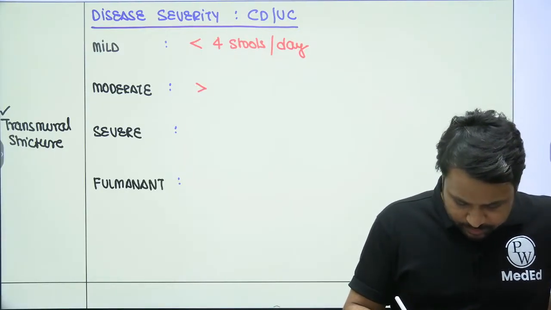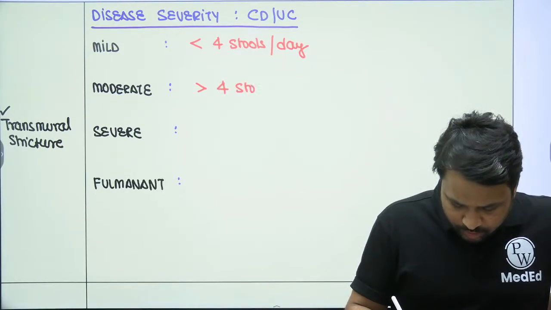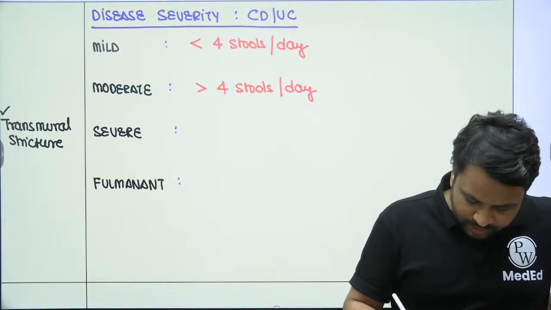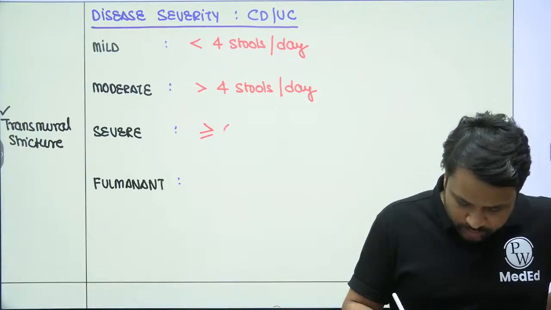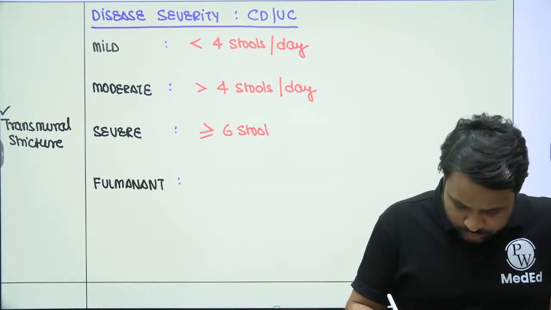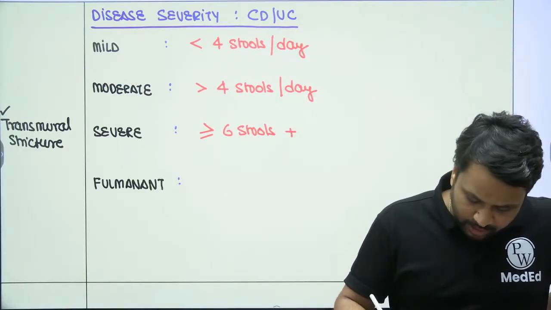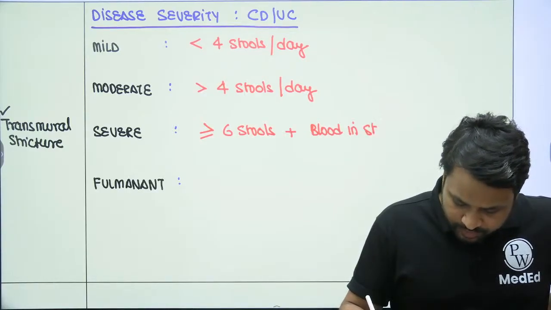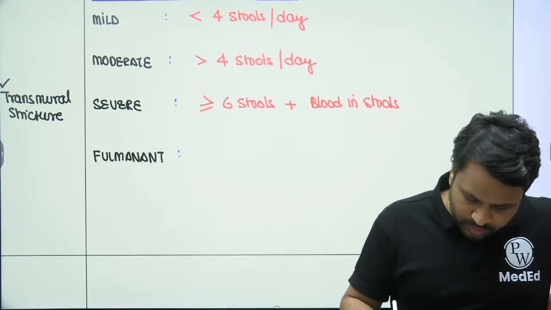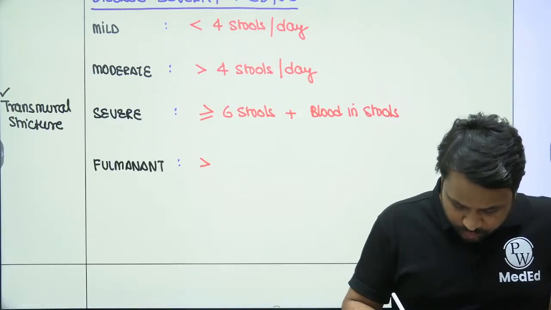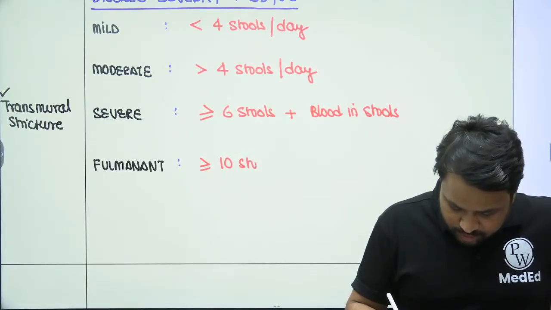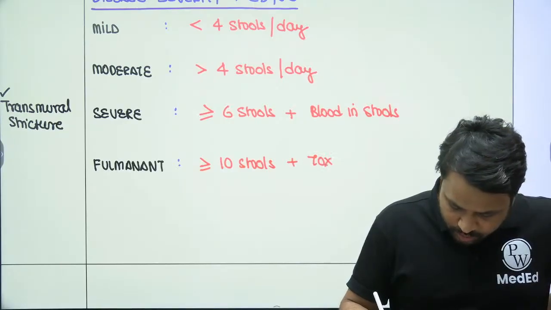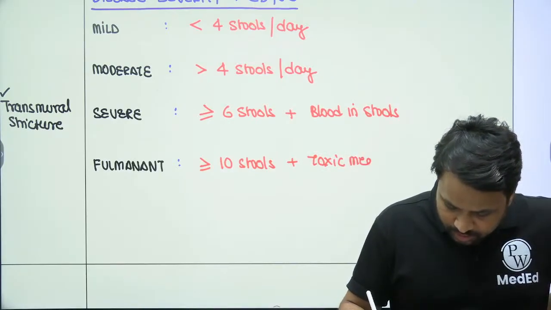Moderate is more than 4 episodes of loose stools per day. Severe is going to be more than or equal to 6 episodes of stools per day with presence of blood in stools. The definition of fulminant is important: more than or equal to 10 stools per day in association with toxic megacolon.